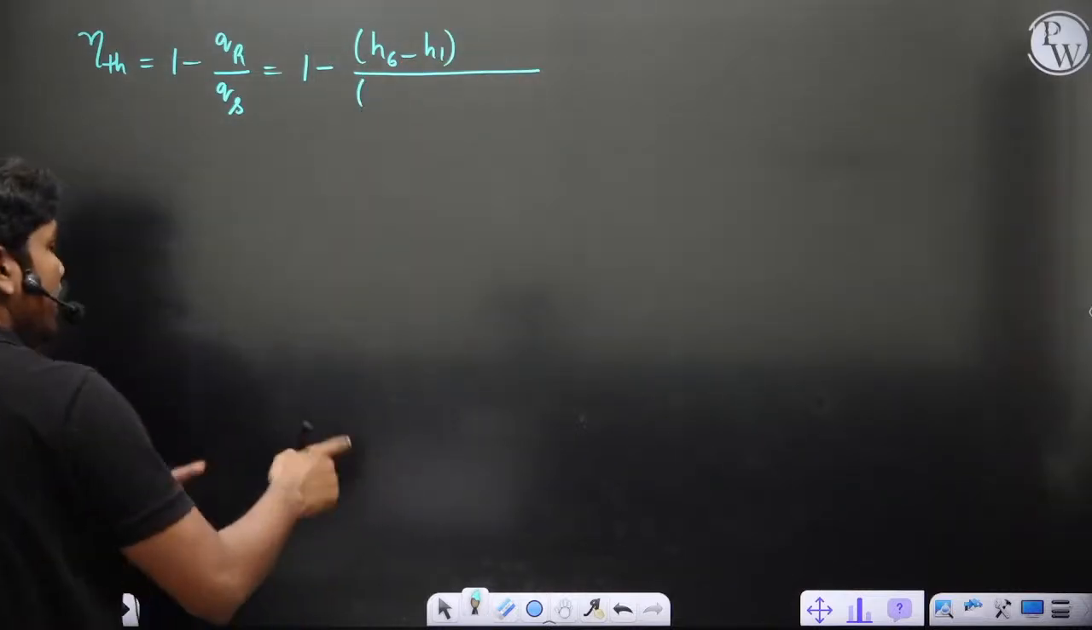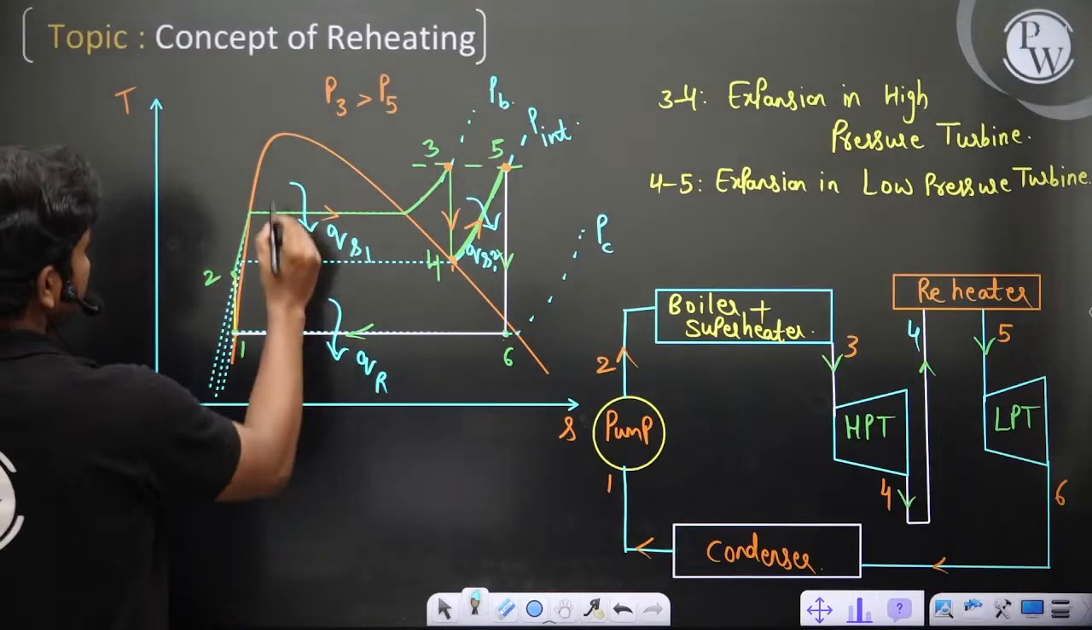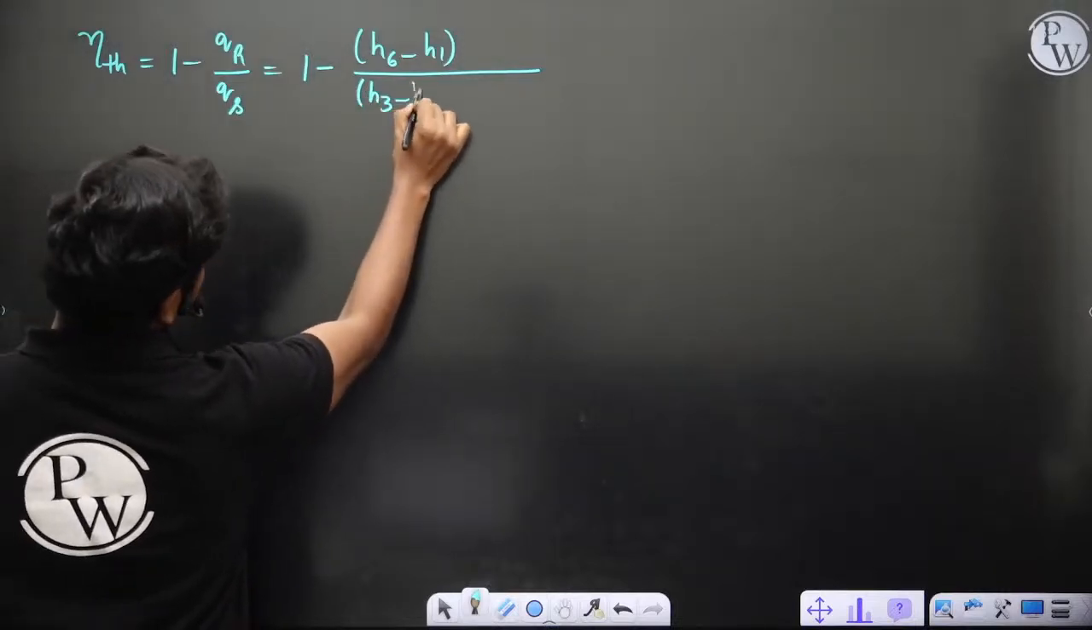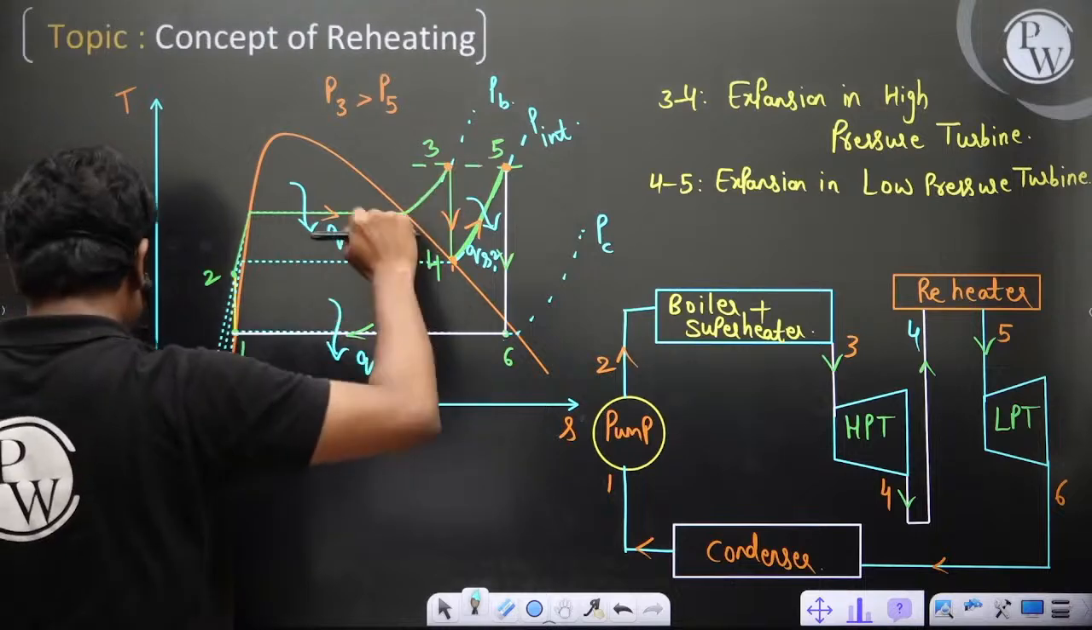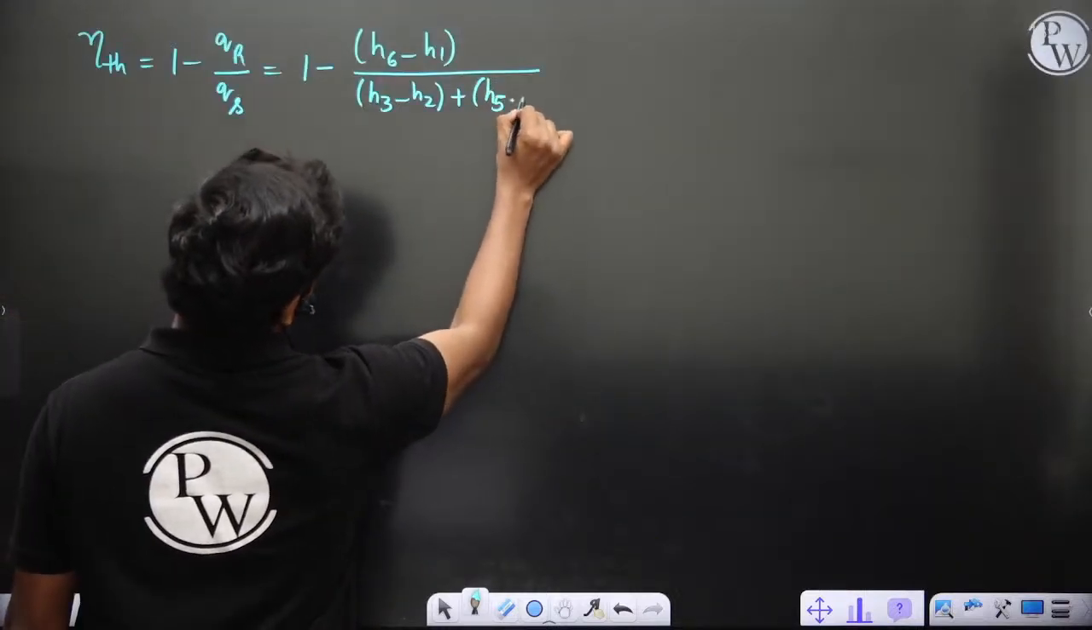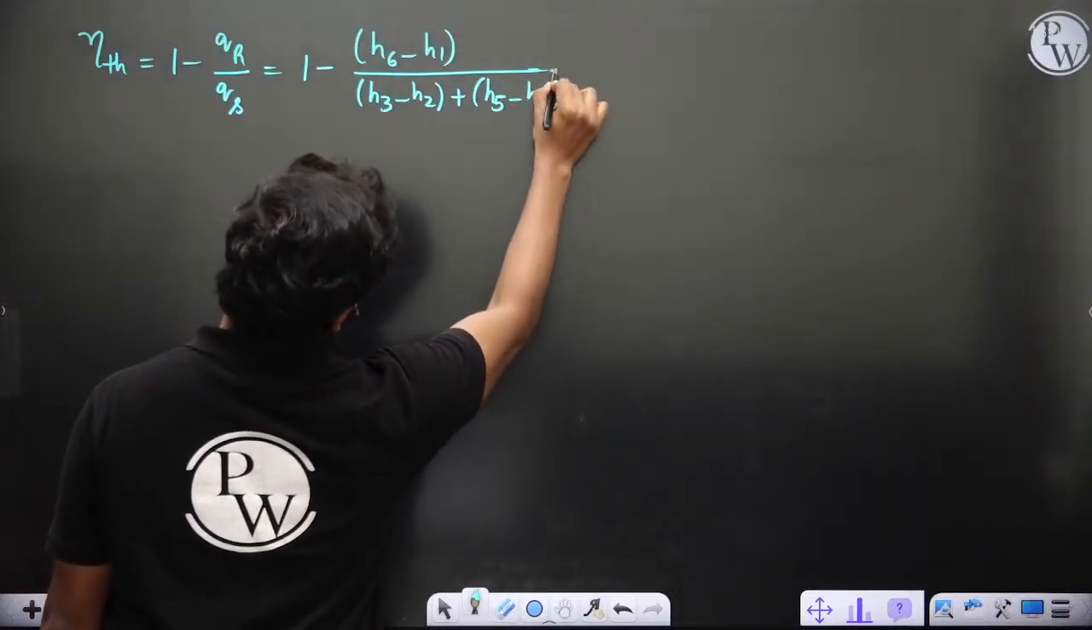Heat supplied in the first case is 2 to 3, so H3 minus H2, because along constant pressure the enthalpy difference is the heat supplied, plus along 4 to 5, H5 minus H4. H5 minus H4 is what you have.